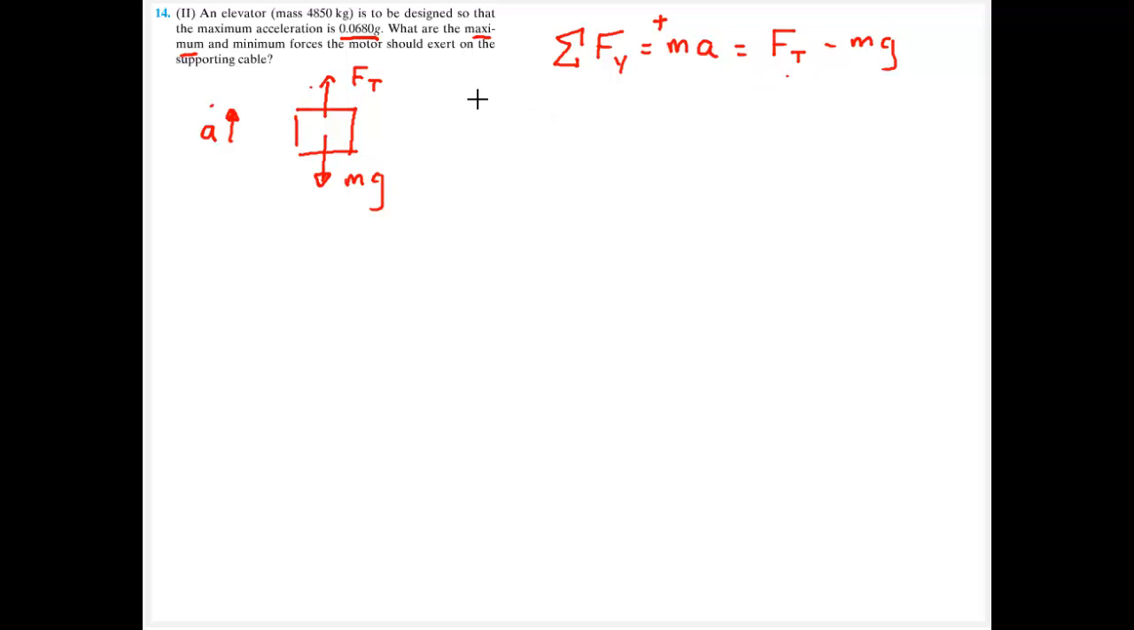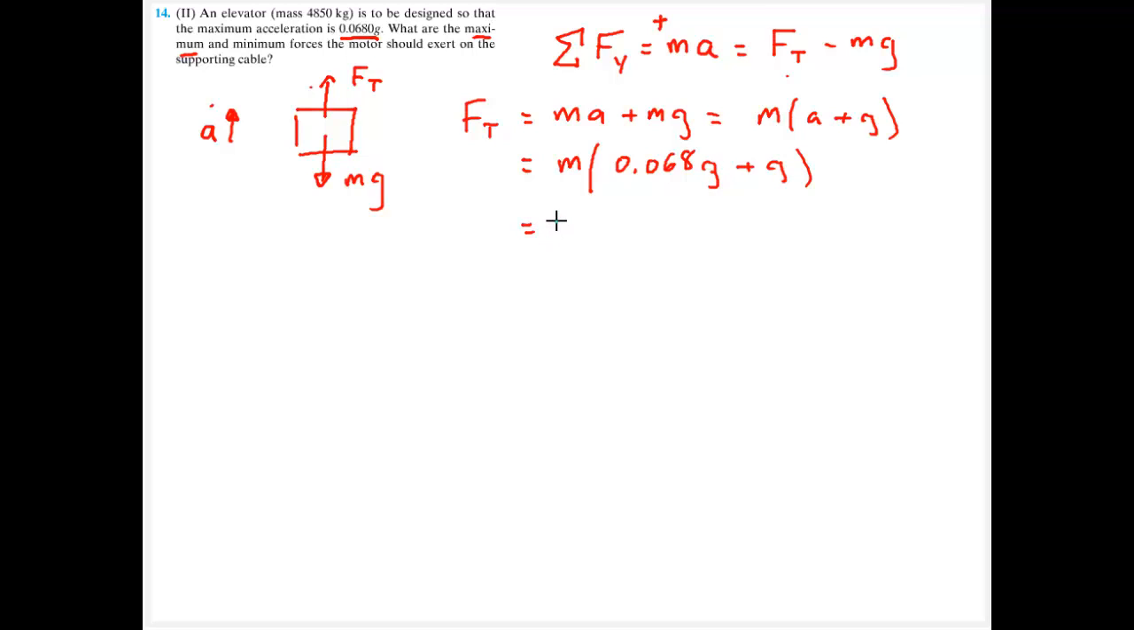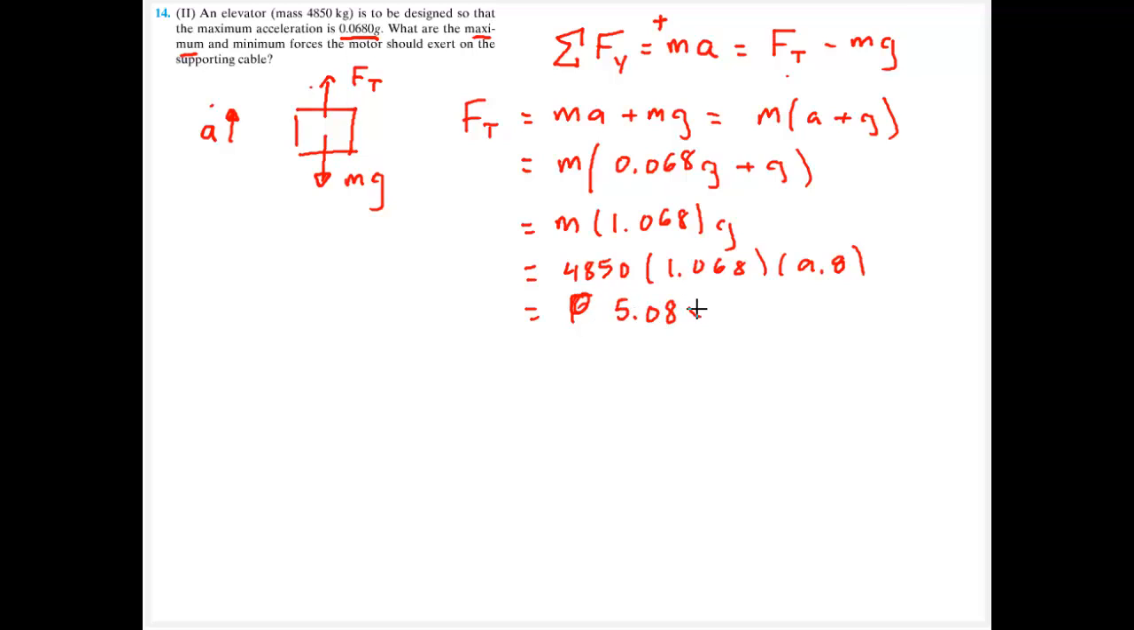Solving for the tensional force, the force of tension is going to be equal to mass times acceleration plus mass times gravity. Factoring out a mass, acceleration plus gravity, and now replacing my acceleration with the given acceleration, 0.068 g plus g. Simply add those g's together. I'm going to get my mass times 1.068 multiplied by g, and I can get 4850 multiplied by 1.068. All that's going to be multiplied by acceleration due to gravity, 9.8 meters per second squared. So my force is going to be equal to 5.08 times 10 to the 4th newtons. That's going to be the maximum force.